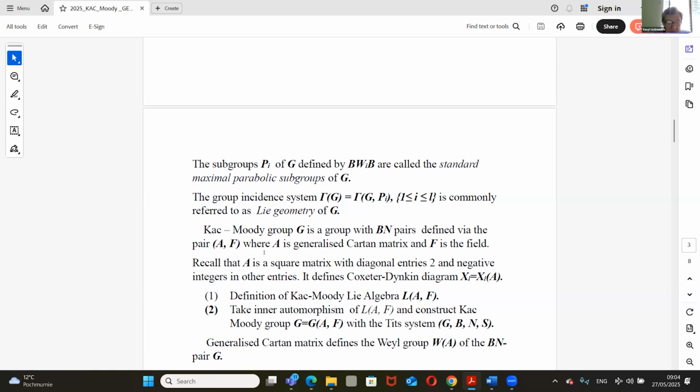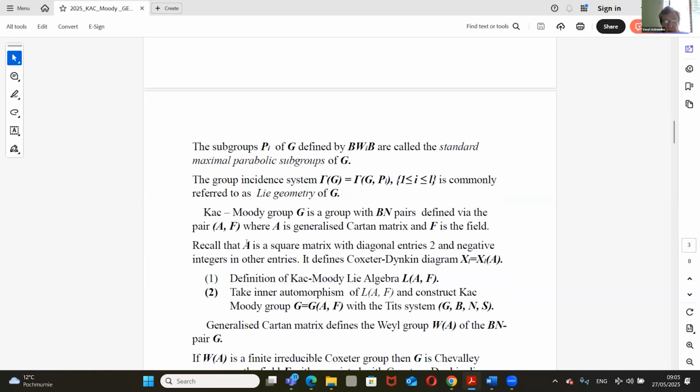This is just a general square matrix with diagonal entries 2 and negative integers in the other entries, where the zeros have to be located symmetrically with respect to the main diagonal of the matrix. So, in fact, such a square matrix, the generalized Cartan matrix, defines the so-called Coxeter-Dynkin diagram and reflection groups. I will skip this definition. You can find it in Bourbaki.